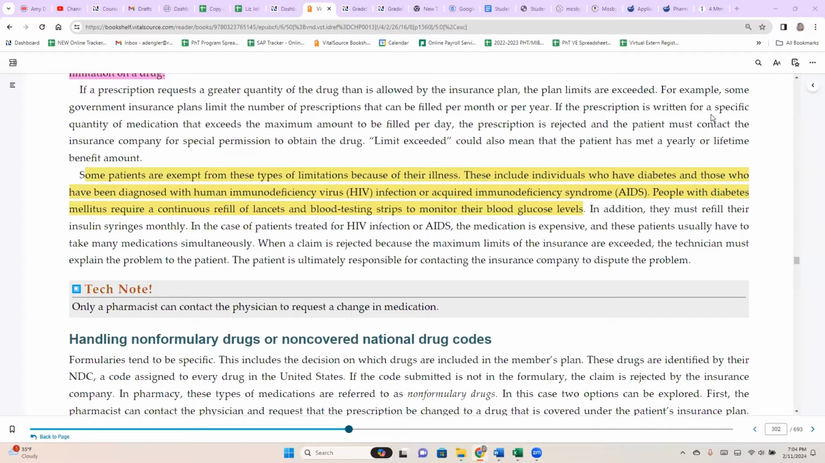In the case of patients treated for HIV or AIDS, the medication is expensive, and these patients usually have to take many medications simultaneously. When a claim is rejected because the maximum limits of the insurance are exceeded, the technician must explain the problem to the patient. The patient is ultimately responsible for contacting the insurance company to dispute the problem.